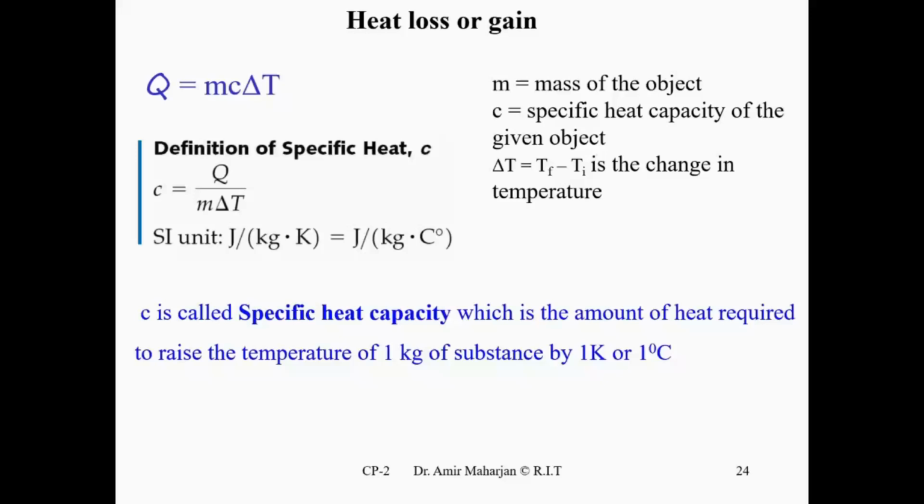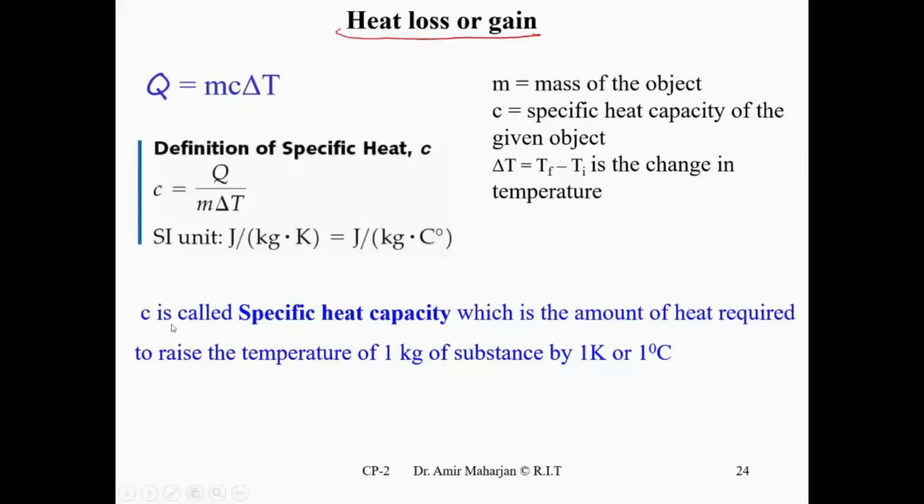And how do you calculate this Q, the heat transfer? It depends on many factors. Heat loss or heat gain can be calculated using this formula: Q is m c delta T. Here m is the mass, and c is a constant for a given substance called the specific heat capacity of the object, and delta T is the final temperature minus the initial temperature, the change in temperature. So the specific heat capacity of the given substance is c equals Q over m delta T.